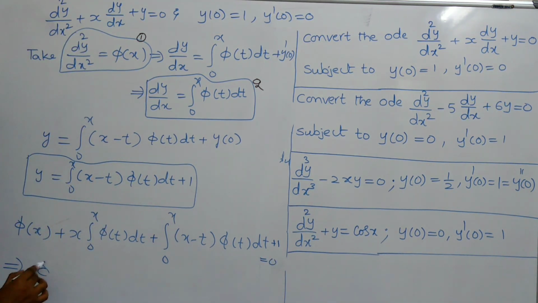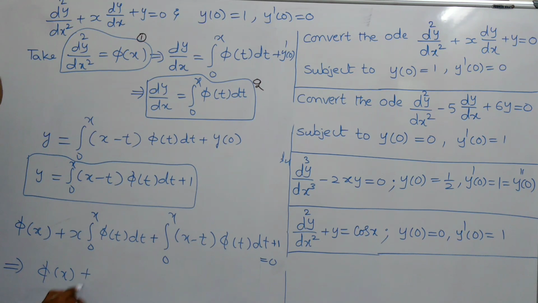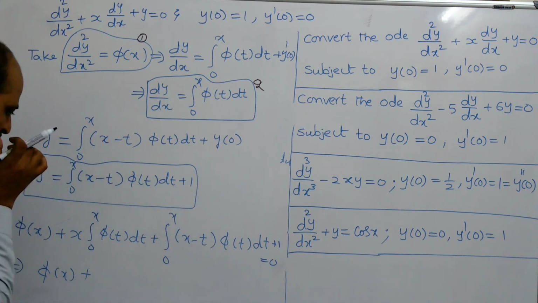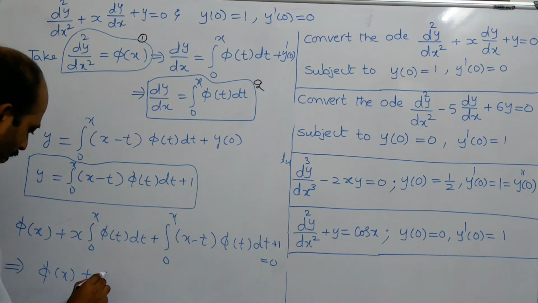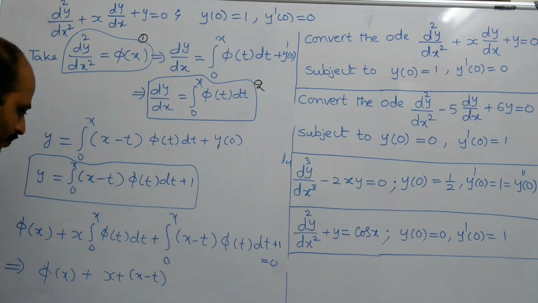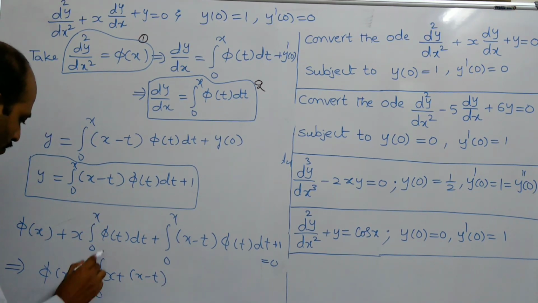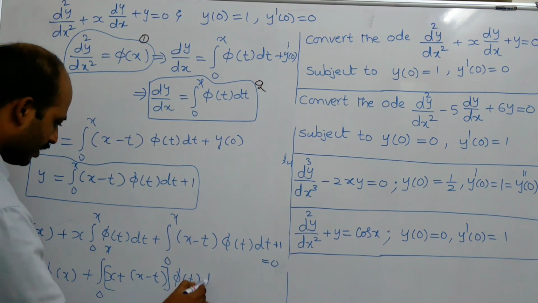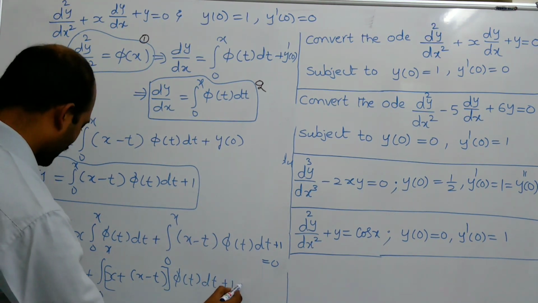Let us simplify. Pi of x plus integral 0 to x pi of t dt is a common term. By making it common, we get pi of x plus integral 0 to x of (x plus x minus t) into pi of t dt plus 1 is equal to 0.